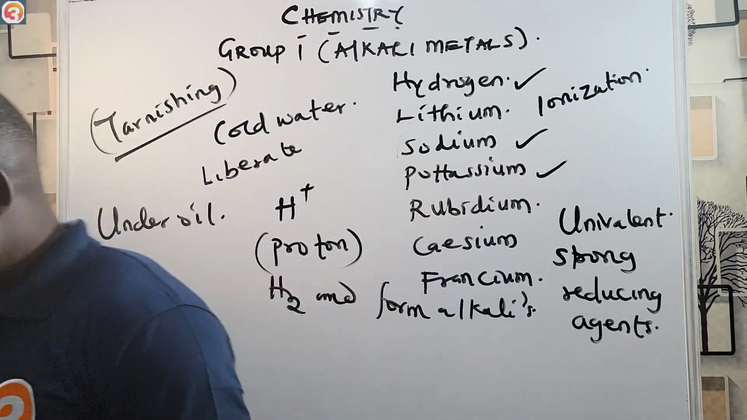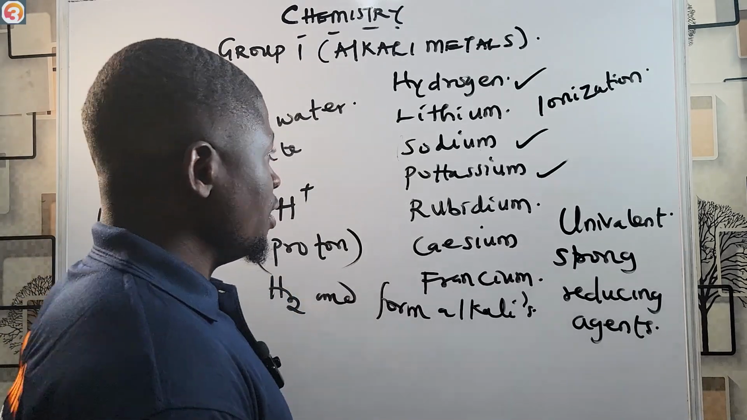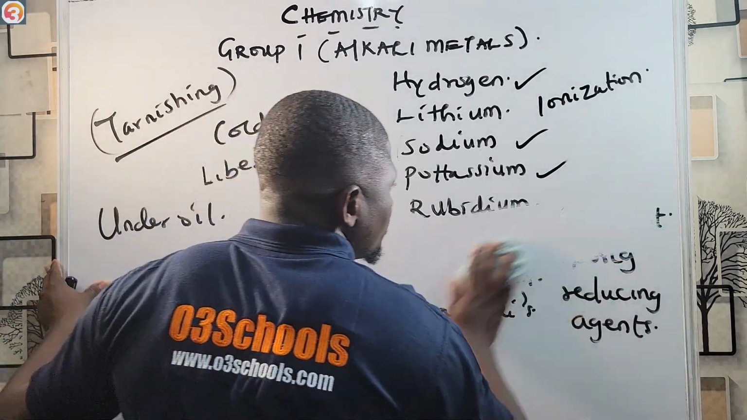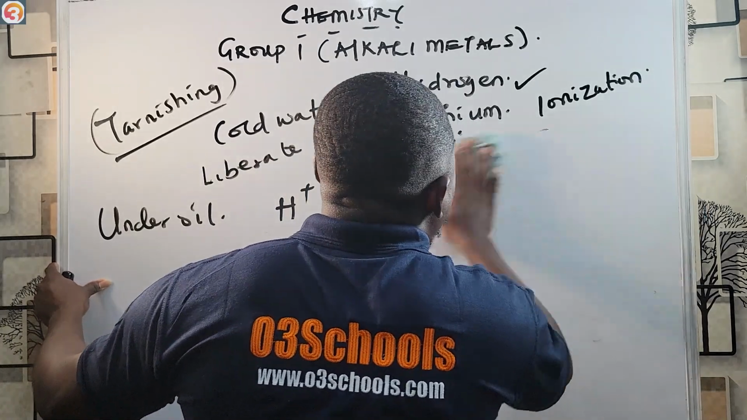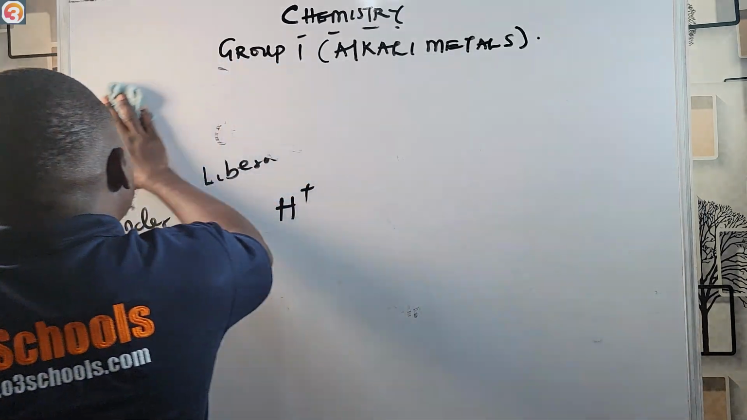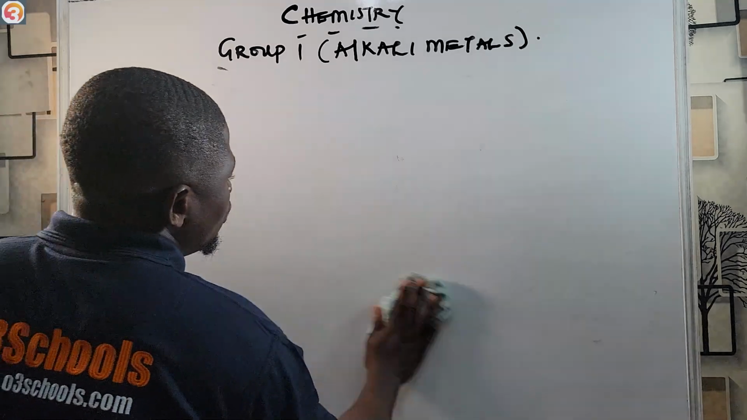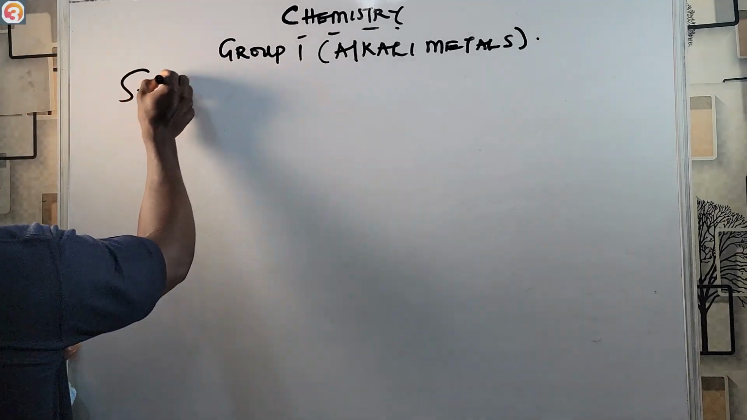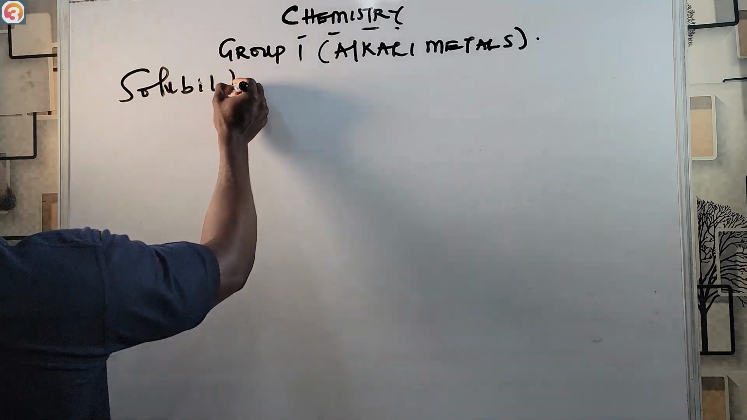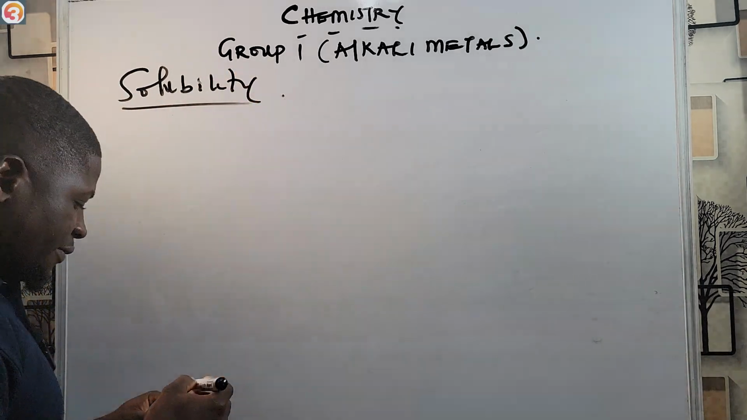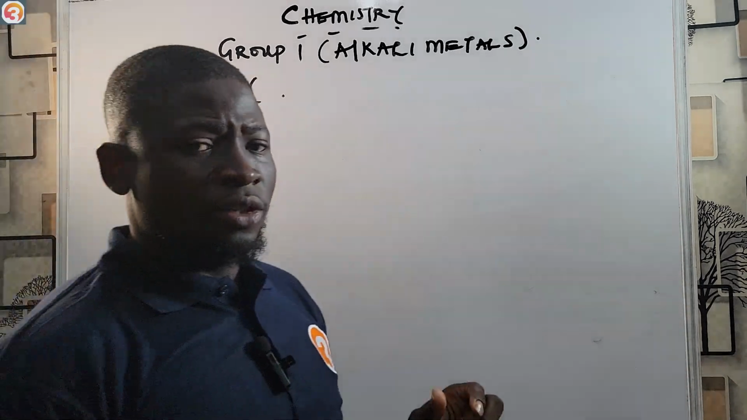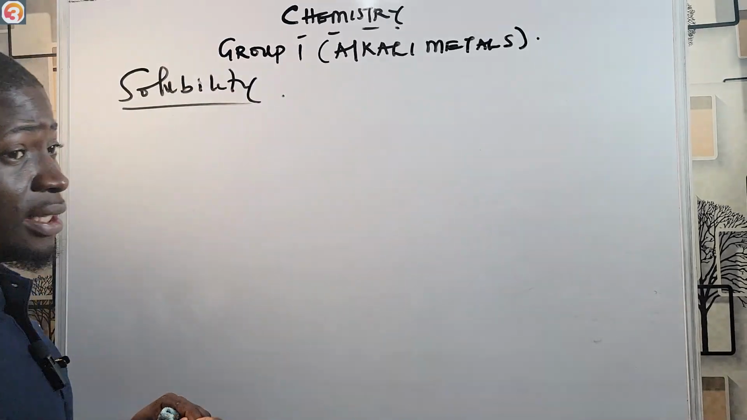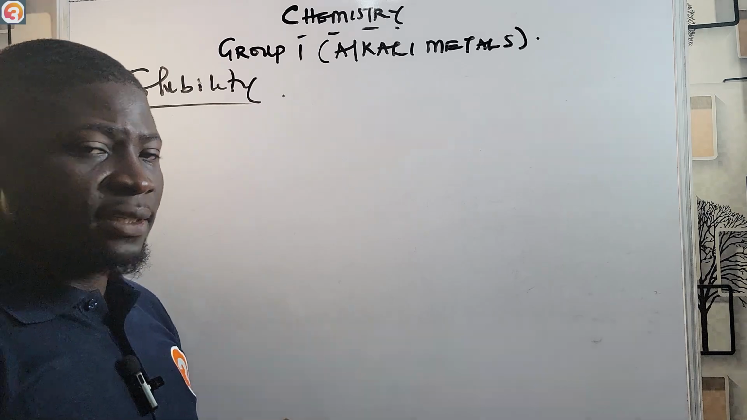Now we're going to look at some properties of group one metals, such as solubility and stability to heat. Solubility and stability to heat. Look at solubility first. All right, solubility first. Now, the first thing you need to know is that group one metal oxides dissolve in water to form strong alkalis.